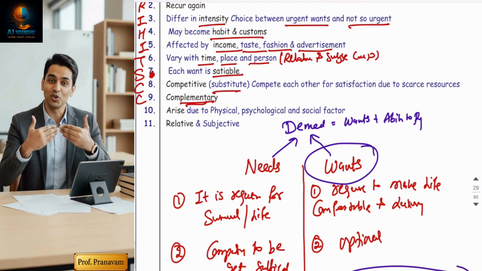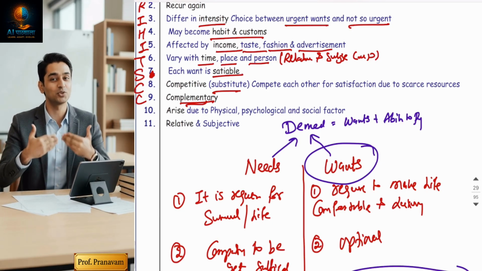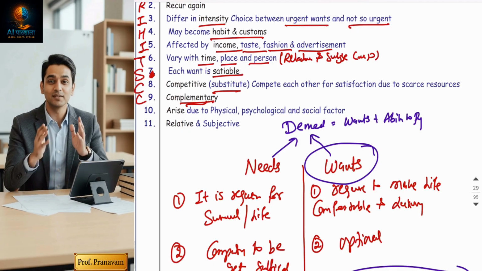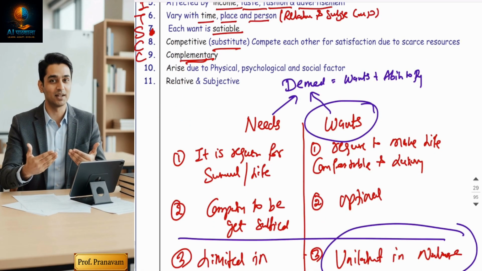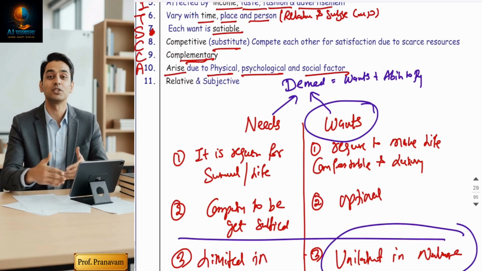Wants are complementary. Car and petrol. My want is to drive a car, so I need a car as well as petrol. My need is to use a mobile, so my demand is a mobile as well as a charger. Same as demand. Then, scar A: wants may arise due to physical, psychological, and social factors.